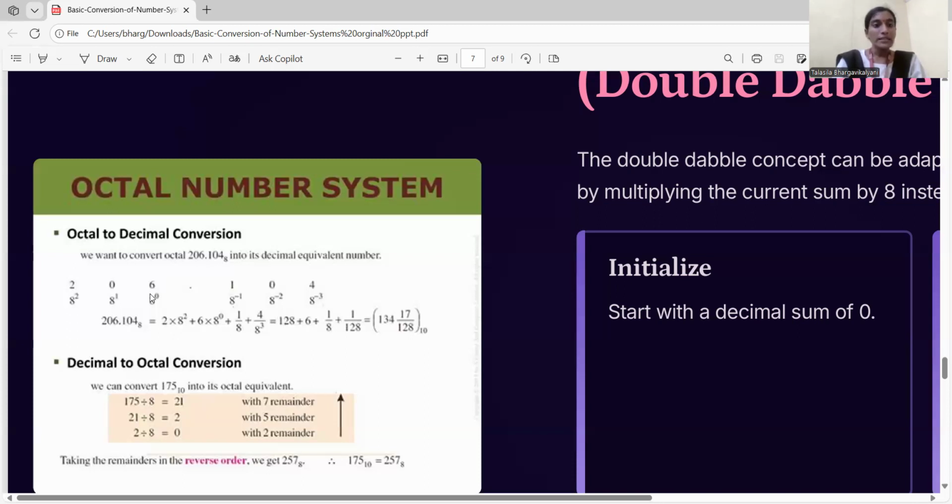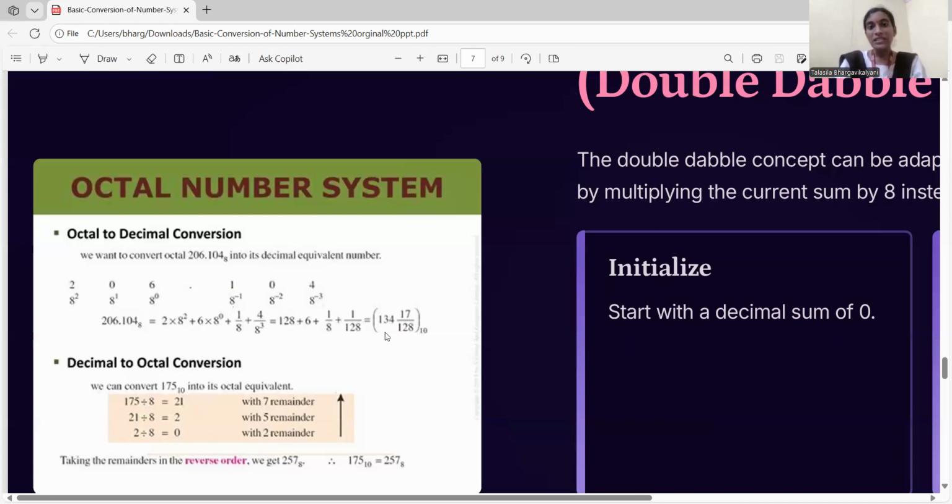As we know, it is 6 into 8 power 0 plus 0 into 8 power 1 plus 2 into 8 power 2. Now we will see after the decimal point. It is 1 into 8 power minus 1, 8 power minus 2, 8 power minus 3. So like that, the number is 2 into 8 square plus 6 into 8 power 0 plus 1 by 8 plus 4 by 8 cube.